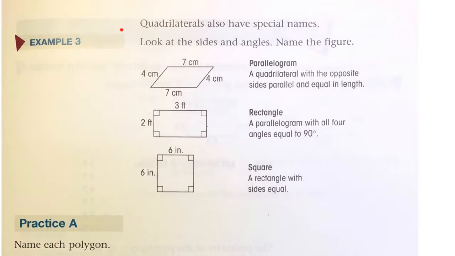One more example of quadrilaterals. Remember, these are items with 4 sides. They've got some special names too. So let's look at the sides and angles and name the figure. Here's a parallelogram. A quadrilateral, a shape with 4 sides, with the opposite sides parallel and equal in length. So our opposite sides are parallel and they're equal in length. That makes a parallelogram.